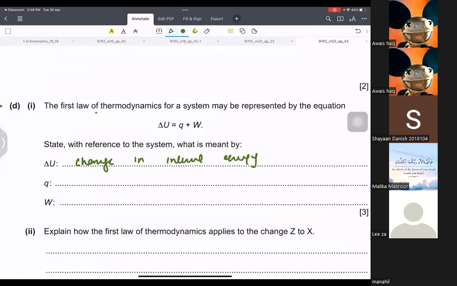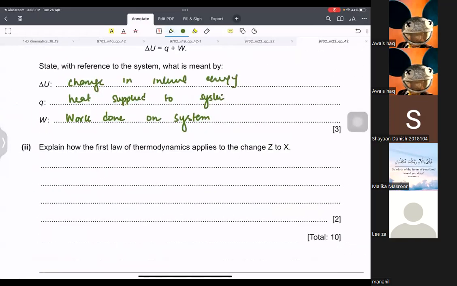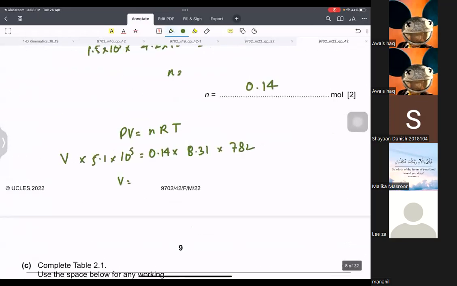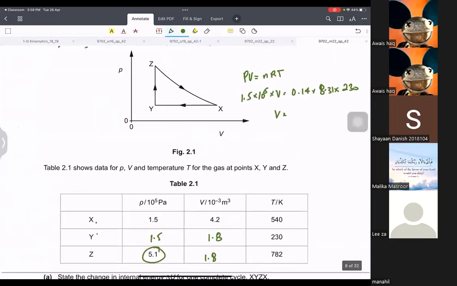Q is the heat supplied to gas or system. And W is the work done on system. Explain how the first law applies to Z to X. What is Z to X?